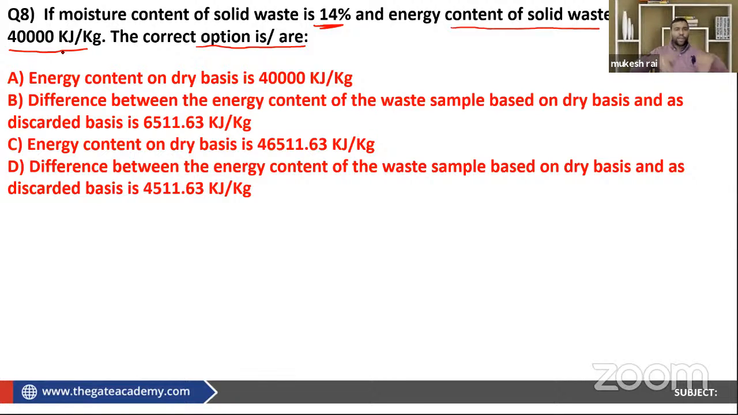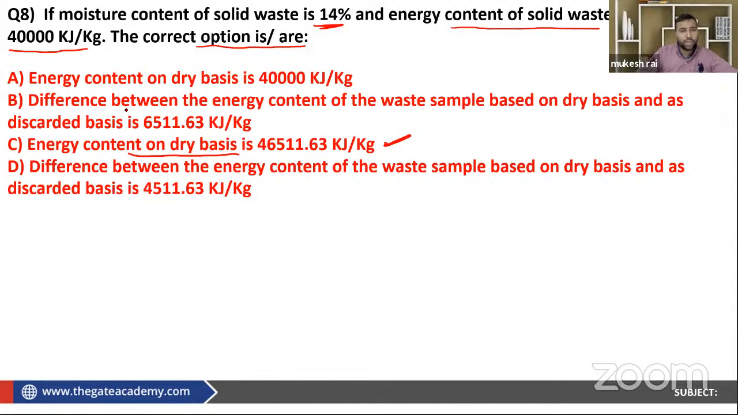Whenever you find the energy content on dry basis, it will always be greater than the discarded energy. From the given options, only one option is correct, in which the energy content on dry basis is greater than 40,000 kilojoule per kg, which is this option. So we have the energy content on dry basis.